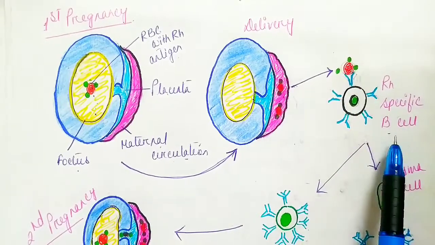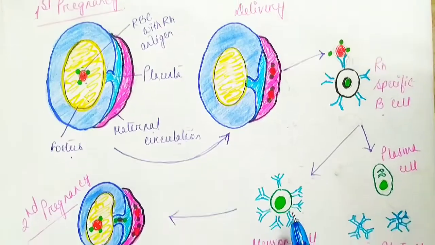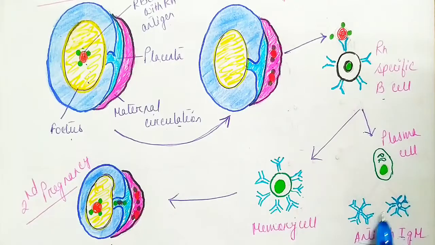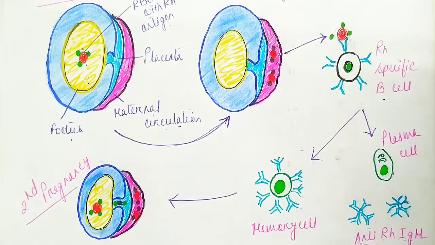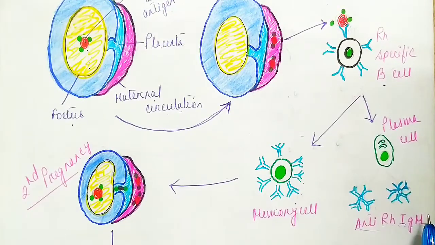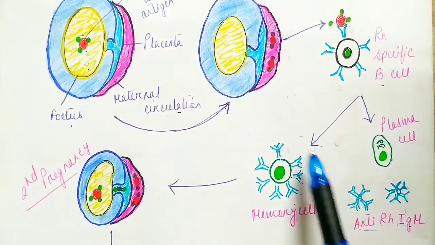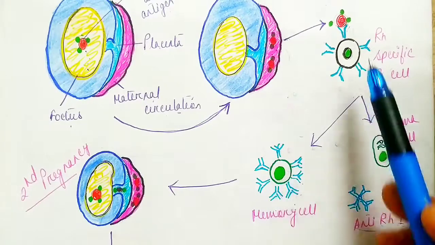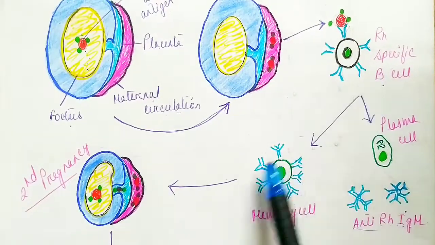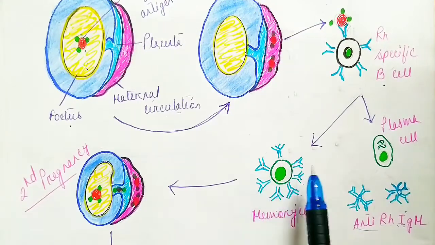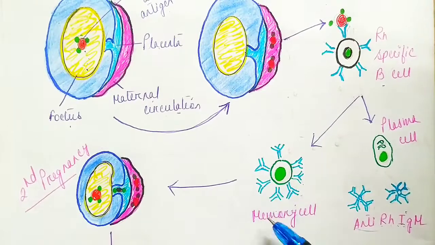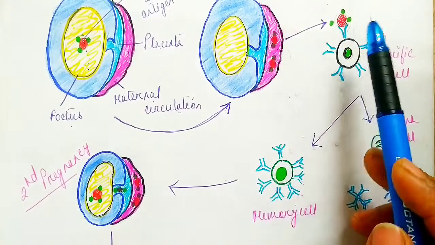This specific B lymphocyte starts producing two types of cells: one is the memory cell, another is the plasma cell. The plasma cell will produce a large number of antibodies called anti-Rh IgM, which are larger in size. The memory cell will memorize the characteristics of the Rh antigen which activated its parent cell, and it will remain in the blood for decades, circulating within the blood, and act as a previously encountered antigen.